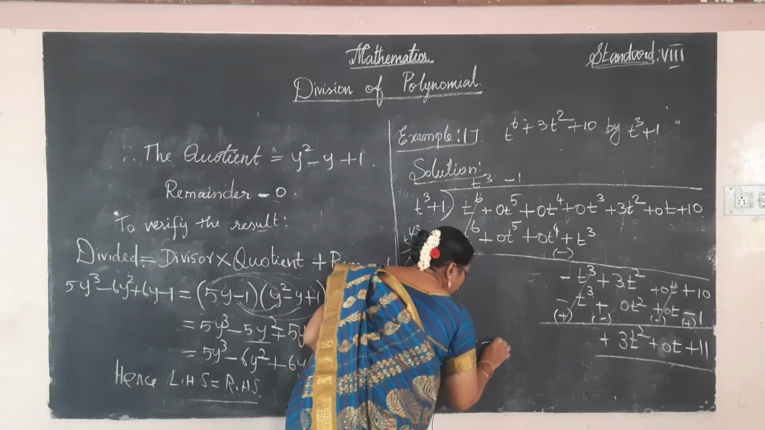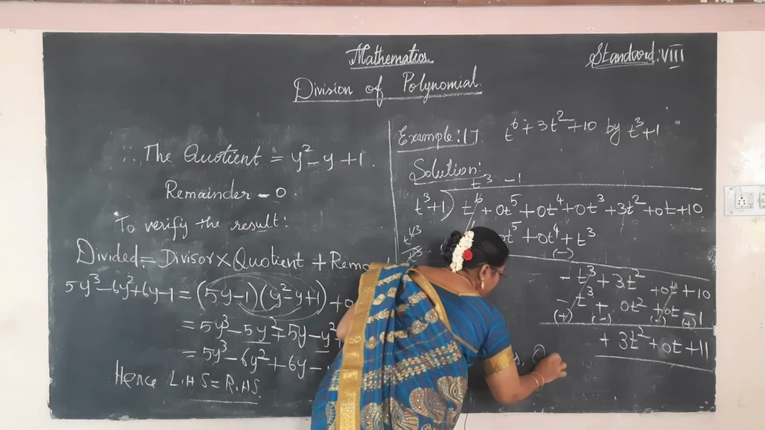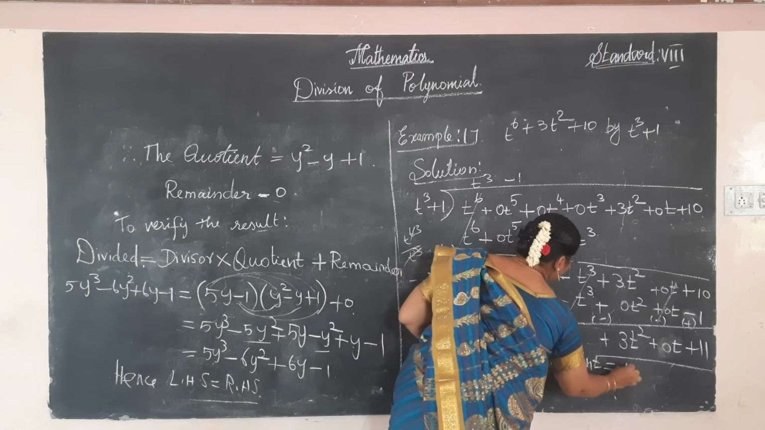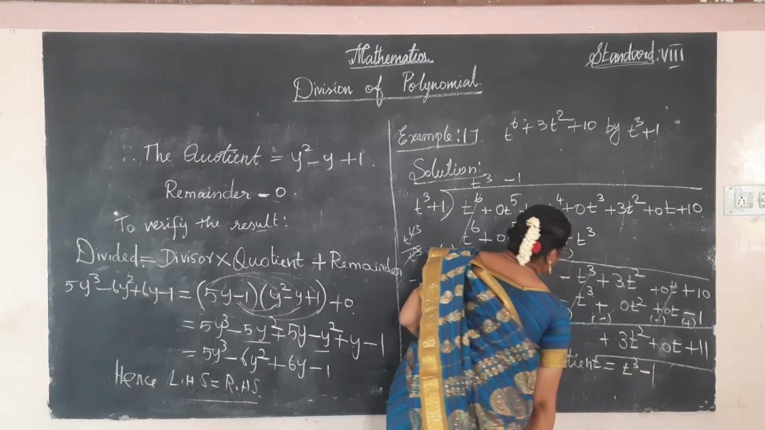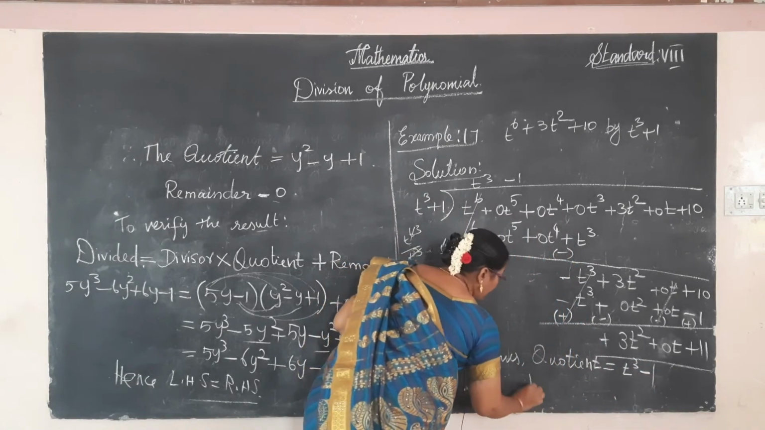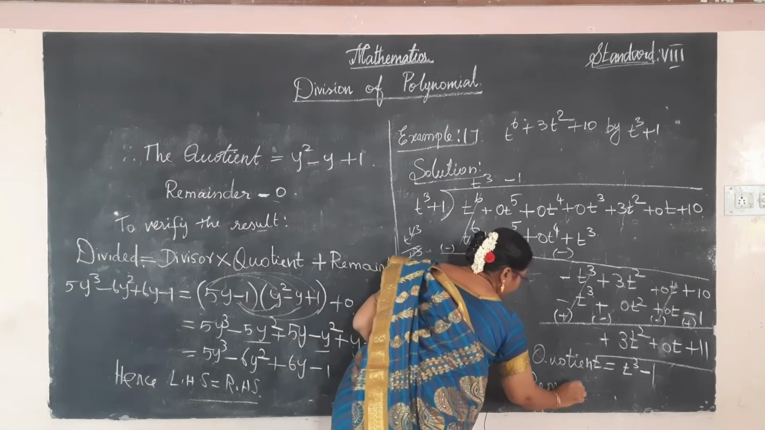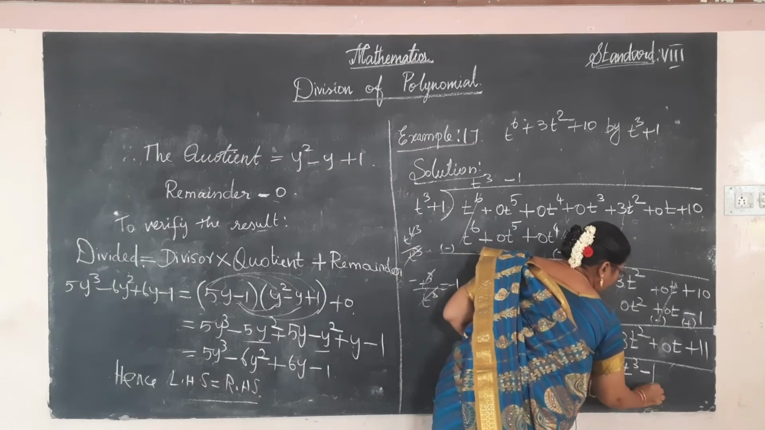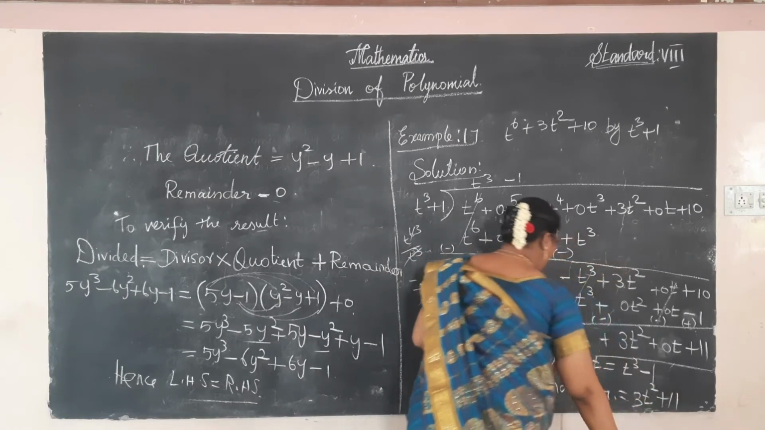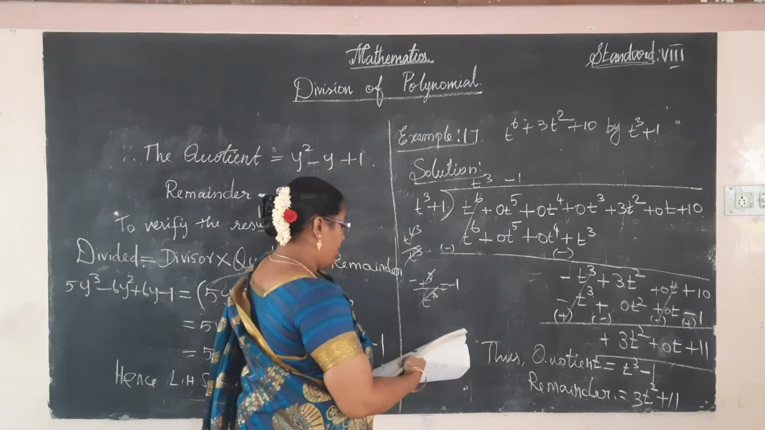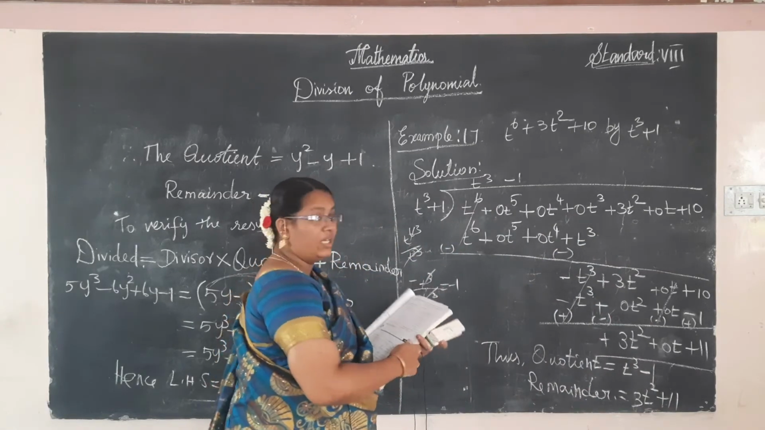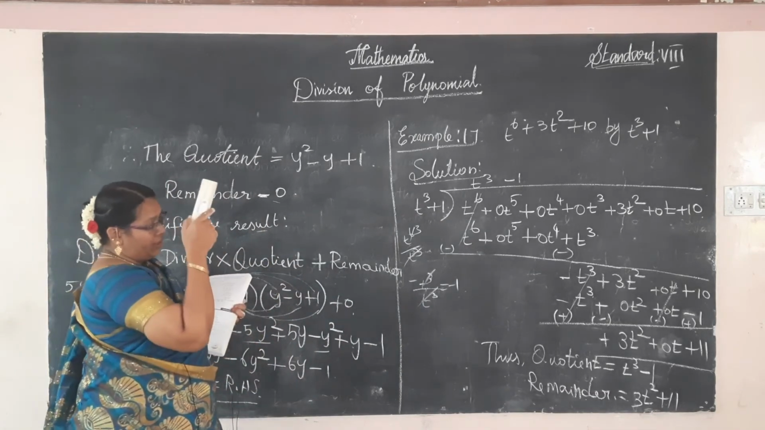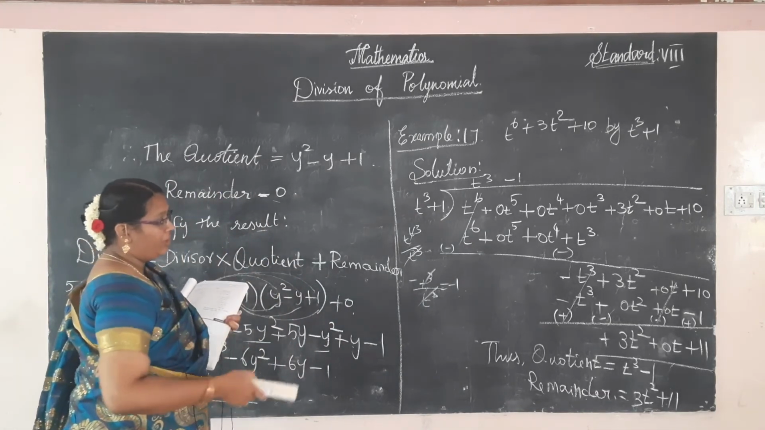So thus the quotient is equal to t cube minus 1. The remainder is equal to 3t square plus 11, that is the answer. I hope you have understood this concept. Now move to the next one, example 18. Very important, ma'am, for everyone. Calculate carefully.